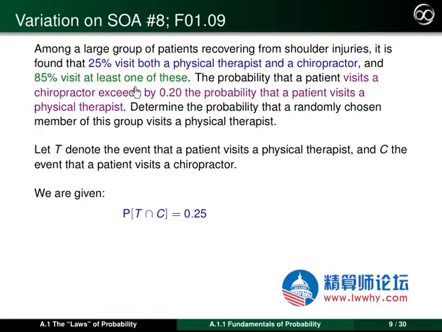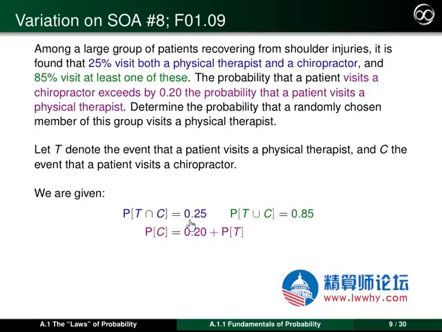85% visit at least once. That means a therapist and/or a chiropractor. That's a union, right? At least one means a union of the two. So the probability of T union C is 0.85. The probability of a chiropractor exceeds by 0.2 the probability of visiting a therapist. So the probability of a chiropractor is 0.2 plus the probability of a therapist.